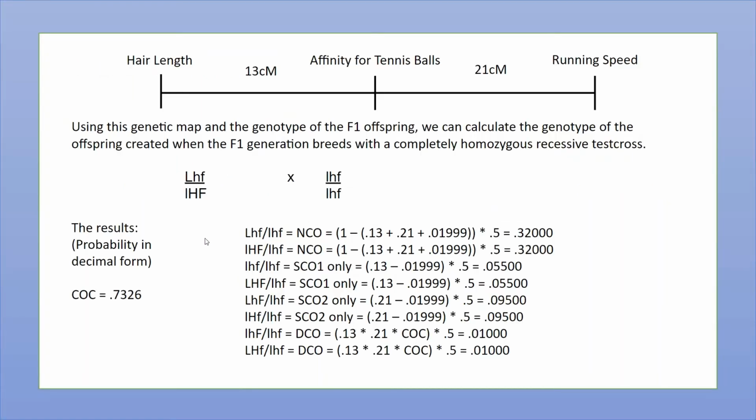So if we take the F1 generation and we breed it with a completely homozygous, recessive, pure breeding individual, we are going to get this spread of probabilities. Now the various probabilities that can occur are no crossover events, one specific crossover event on either side only, and then a double crossover event where two of the traits on either side cross over.